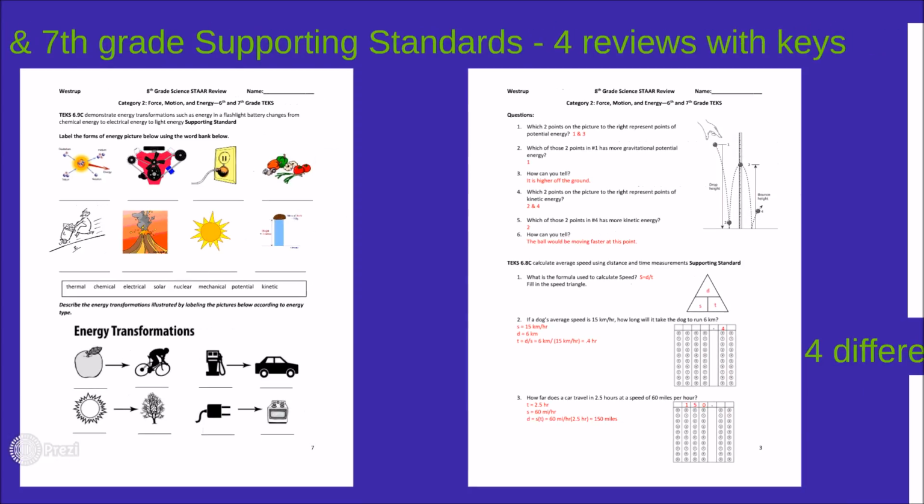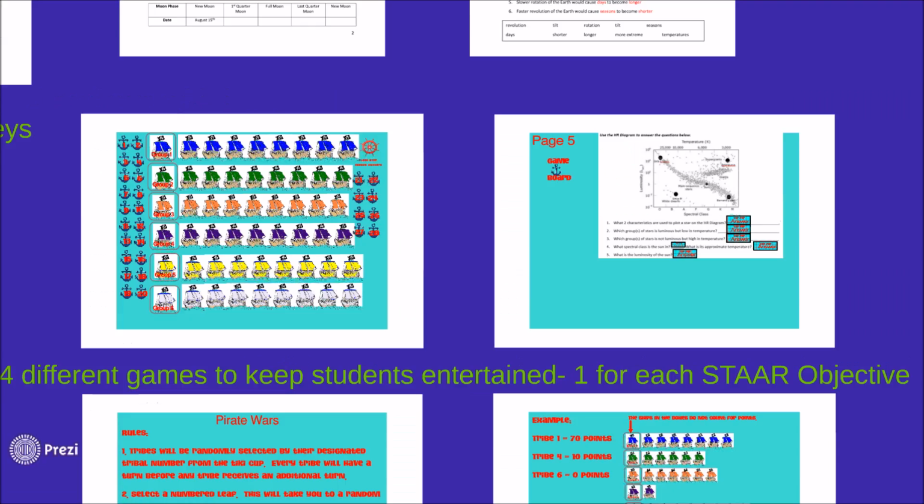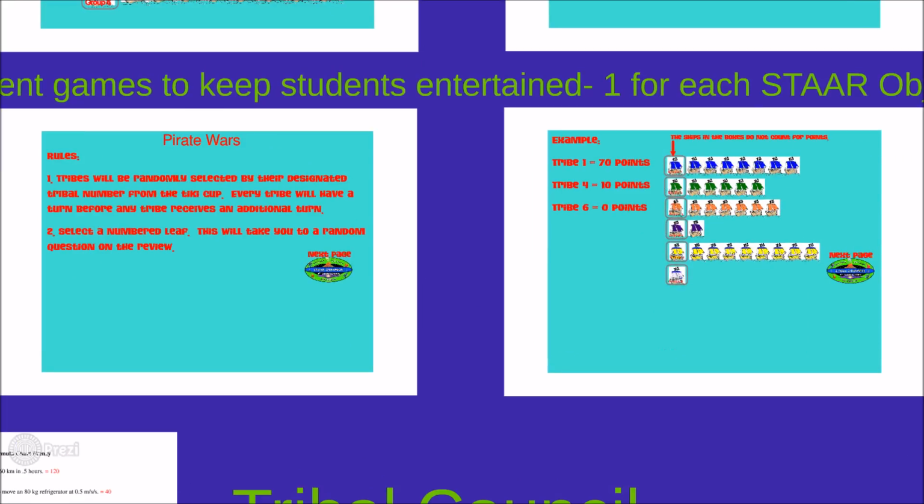After 1 day of working with the reviews in their groups, students will play a game. My training comes with 4 different games, 1 for each STAR objective to keep students entertained. Each game has an interactive game board, questions that come from the review, rules for students and teachers to easily follow, and examples of how to keep score.